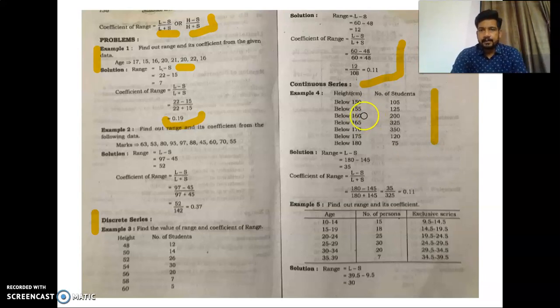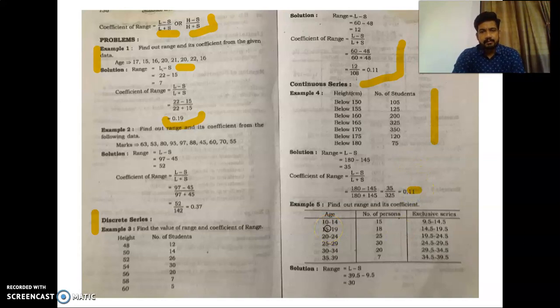Okay, for a continuous series, we have classes below 150, 155, 160, 165, 170, 175, 180, and number of students. Range is L minus S, here 180 minus 145 equals 35, and coefficient of range is L minus S divided by L plus S, 180 minus 145 divided by 180 plus 145. The answer is 0.11.